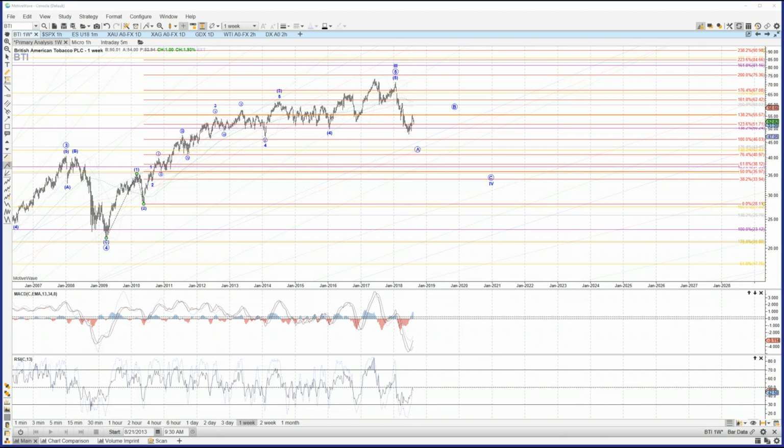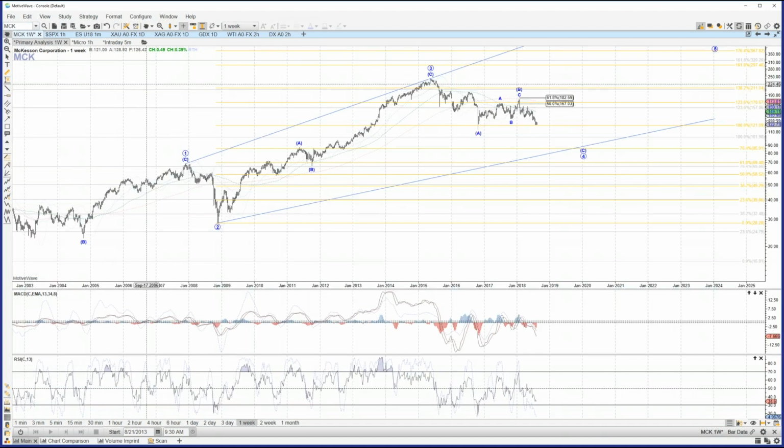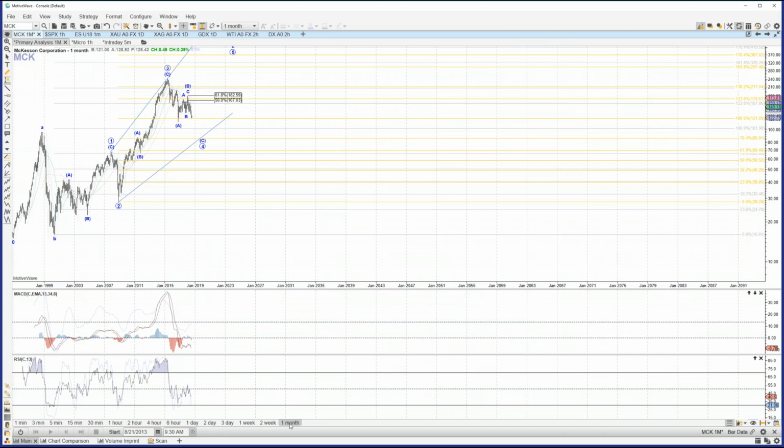Candidate for a wrap-up chart, MCK. Let's take a look at MCK. And then we're a little bit over time, so we'll conclude it after that.